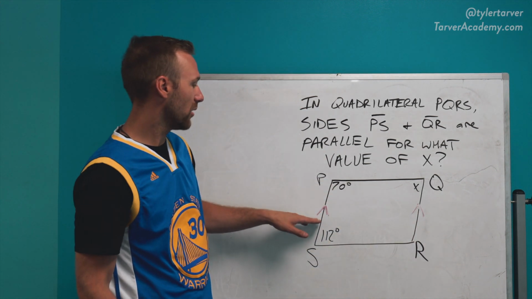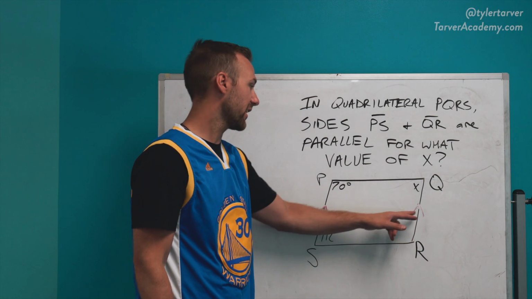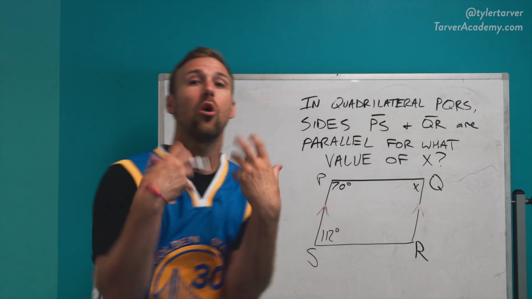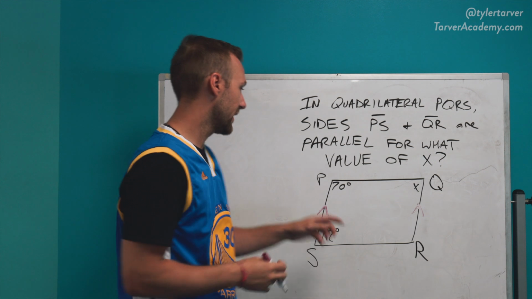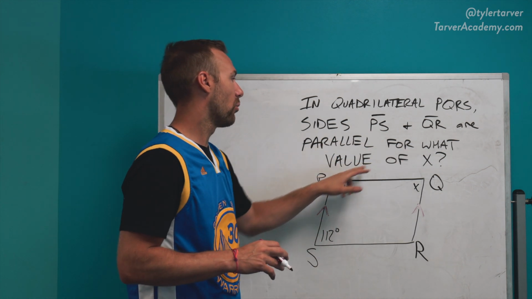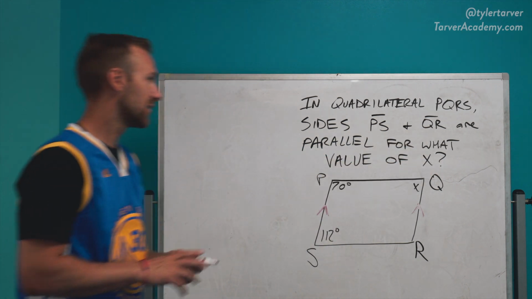The sides PS, which is this one, that marker doesn't work, and QR are parallel. I wrote this, I see how I did this, those markings, that means parallel. We don't know they're parallel. They're saying if we wanted them to be parallel, okay? So I'm essentially putting what I want to happen in there. Are parallel for what value of X, okay?